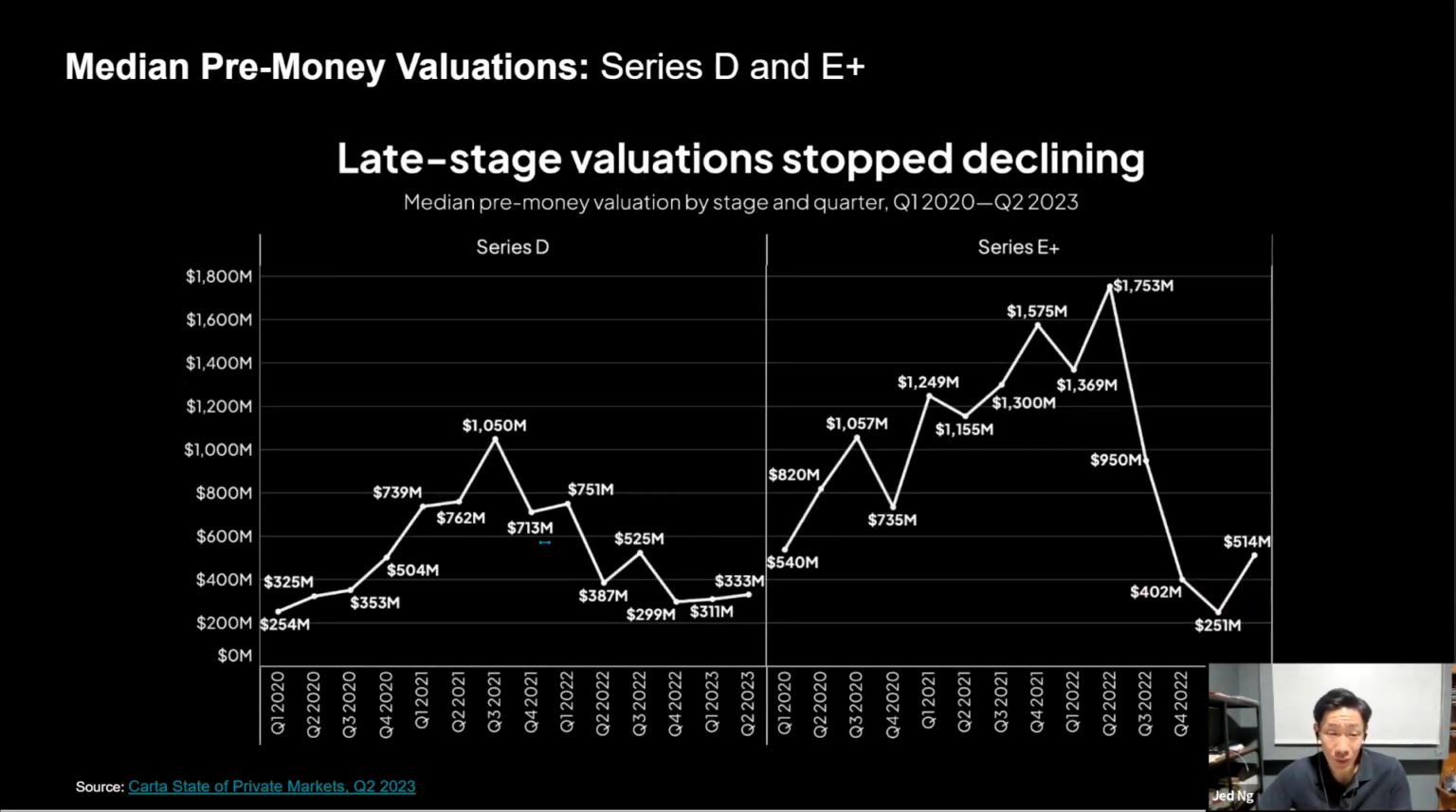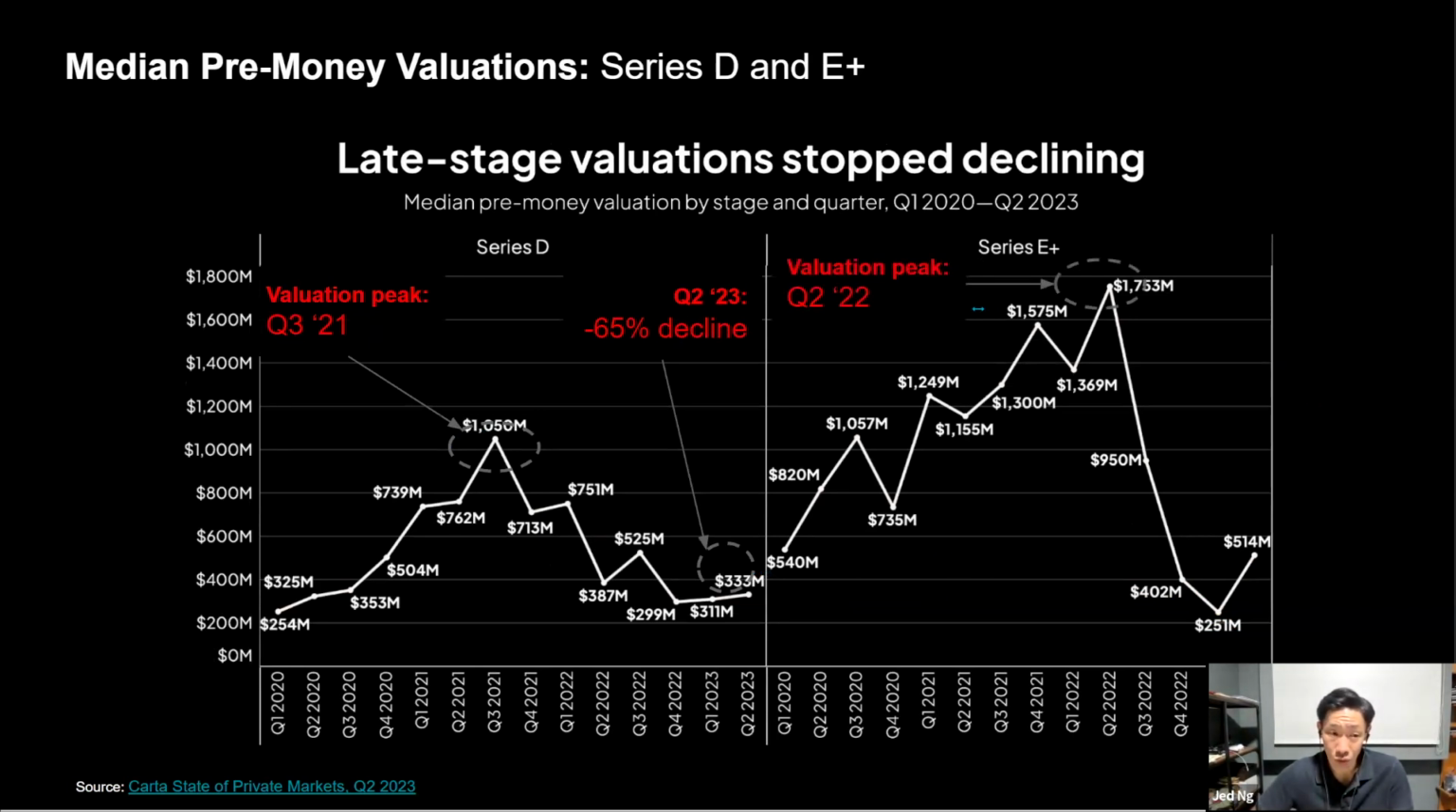And finally, at Series Ds, we saw peak valuation in Q3 of 2021 at $1 billion. And as of Q2 2023, there was a 65% decline down to 330 million. Series E peaked in Q2 of 2022, 1.7 billion. And as of Q2 2023, we saw a 70% decline.